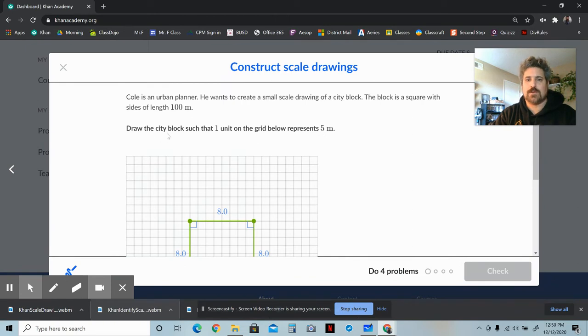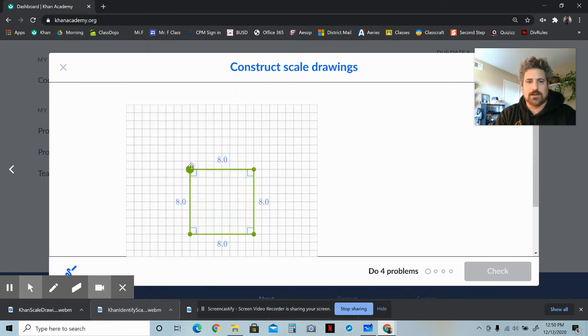So, draw the city block such that one unit on the grid represents 5 meters. Yeah, so 5 times 20 is going to be 100. So we're going to have 20. So if we're going to do it out, then this would have to be 20 by 20 here. It's going to be a square grid, so you've got to go to 20 by 20.